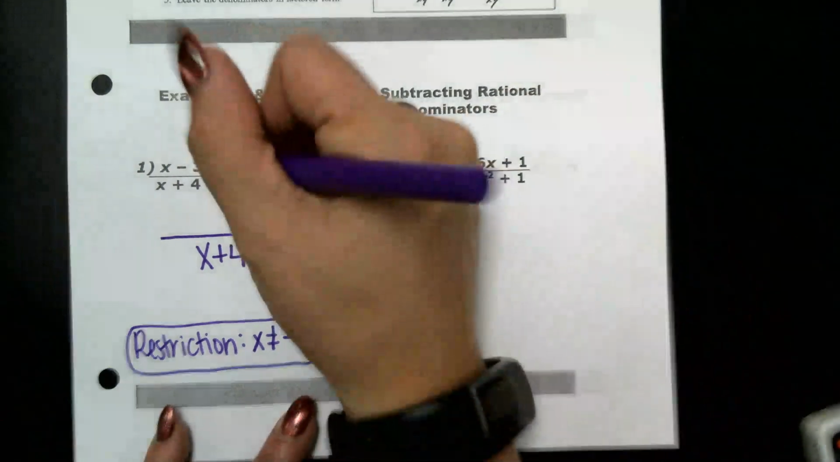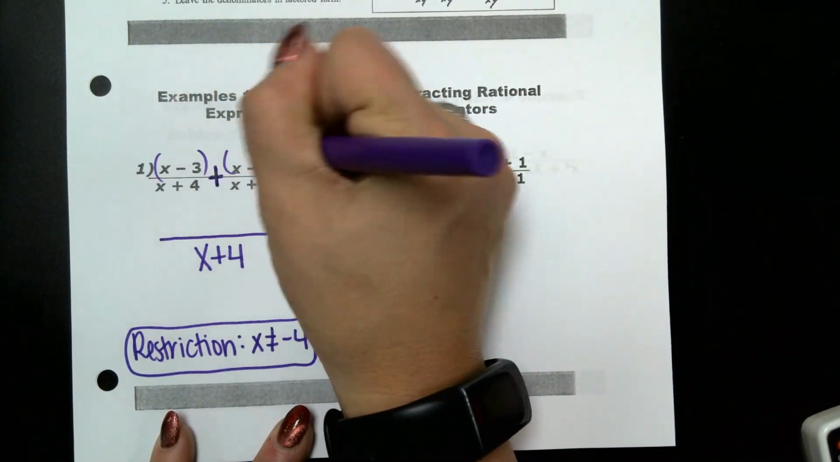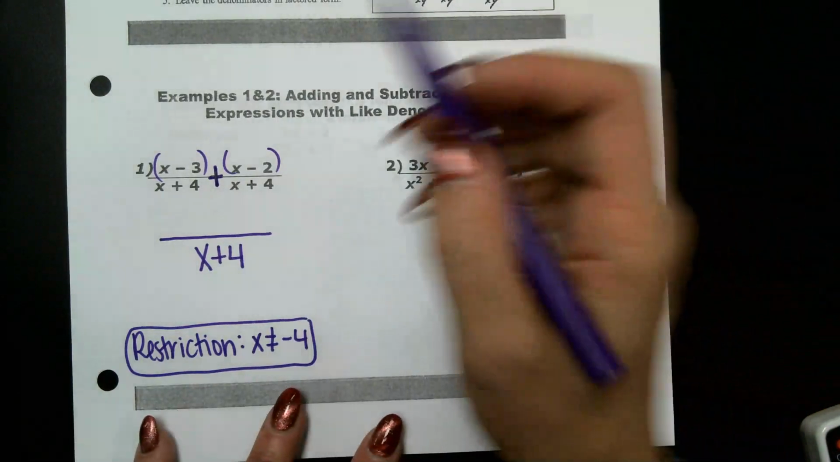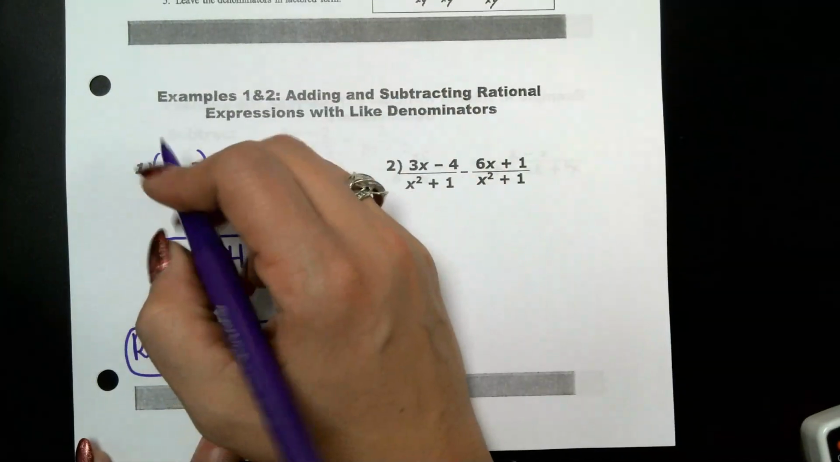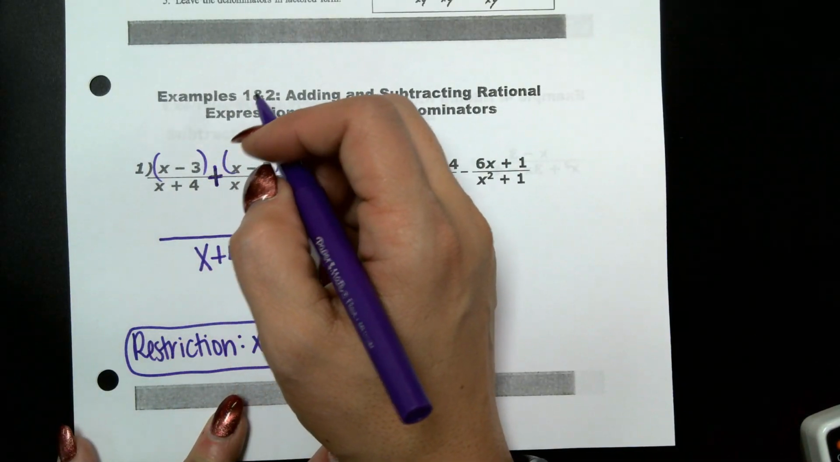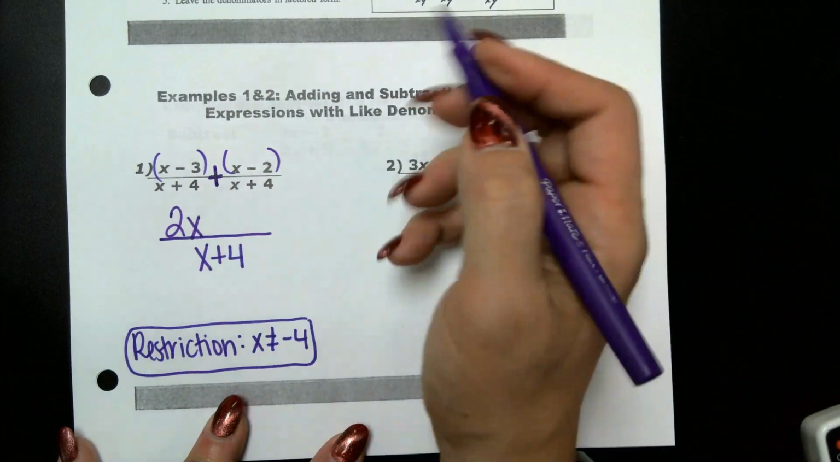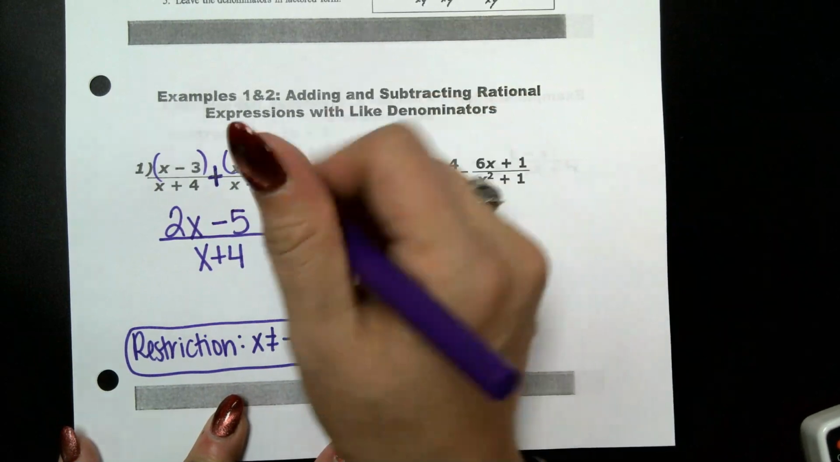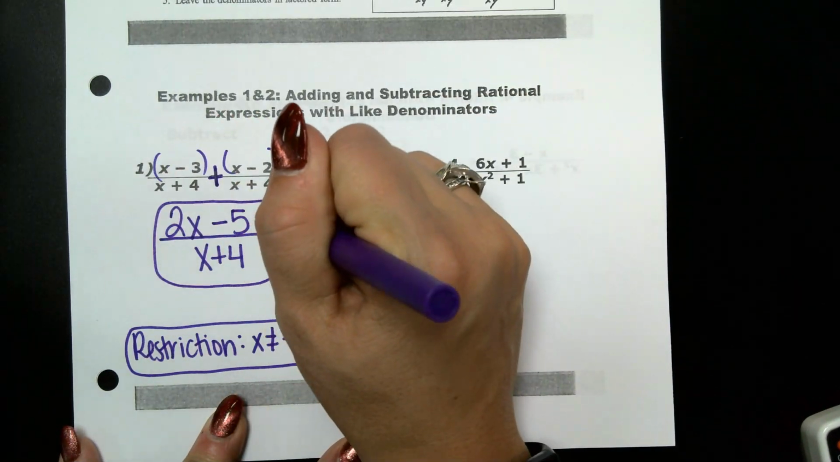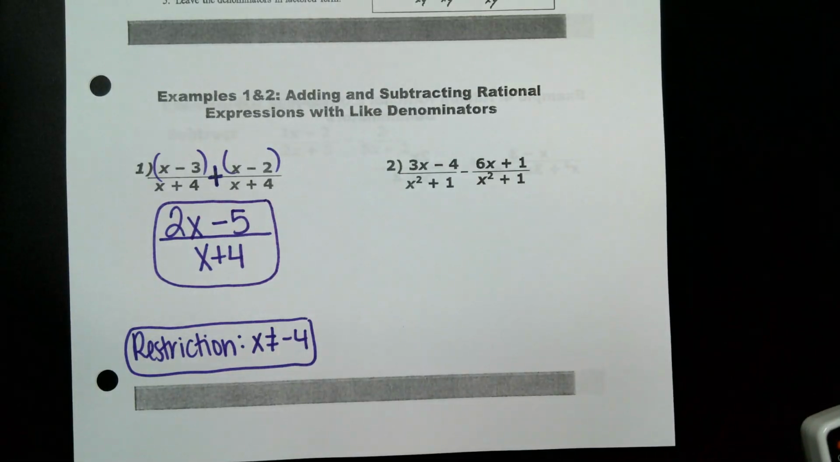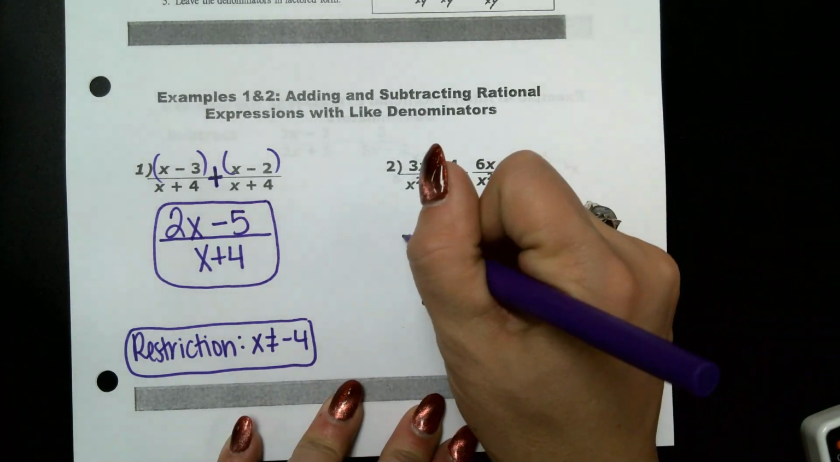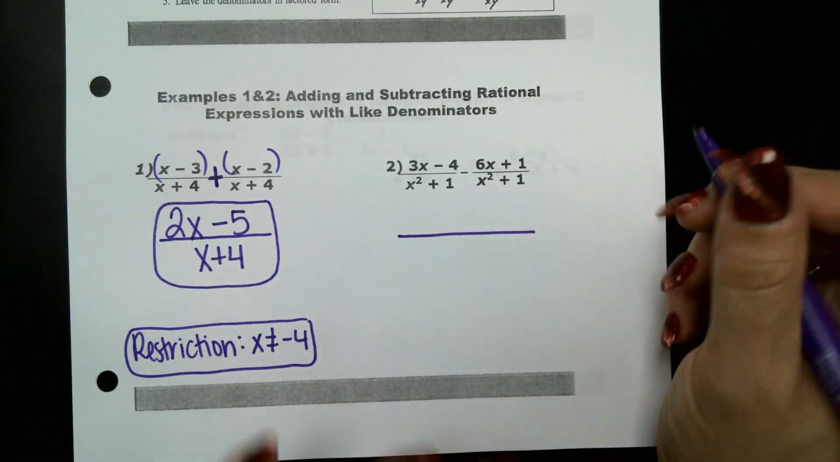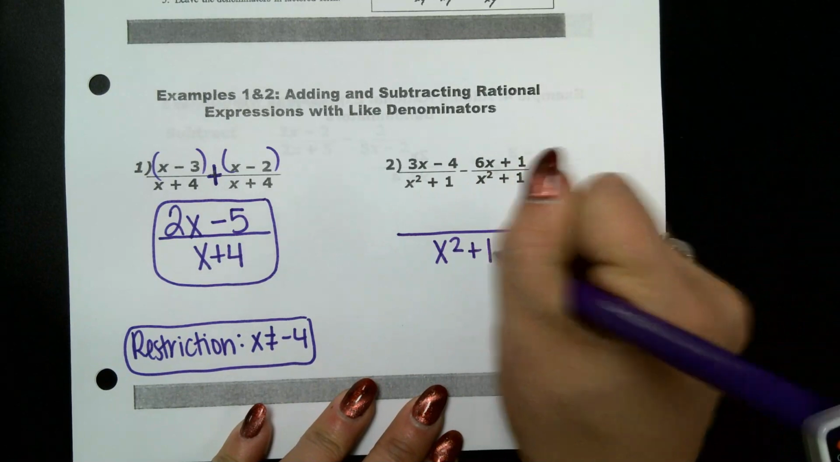And all we have to do is add the two expressions up top. So we're adding x plus x, which is x squared plus 2x, and then -3 plus -2, -5. That right there is your final answer. Like I said, that one's a little too simple because all you had to do was combine like terms up top and then you were done. This next one, they already have the same denominator, so we're going to keep it x squared plus 1.